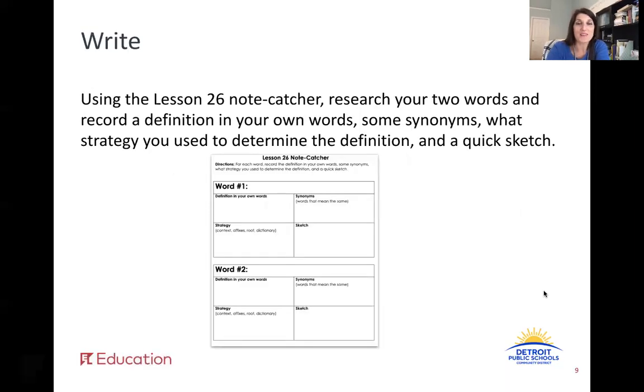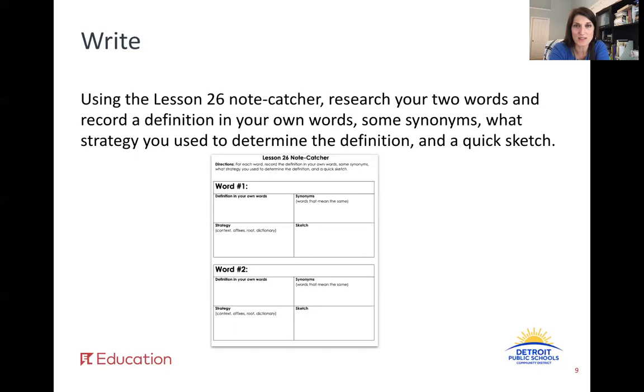All right, now that you've had time to talk about this, let's take a look at our note catcher together. This slide says, using the Lesson 26 note catcher, research your 2 words and record a definition in your own words, some synonyms, what strategy you use to determine the definition, and a quick sketch. This is going to be fun. So let's look closely at the note catcher together.